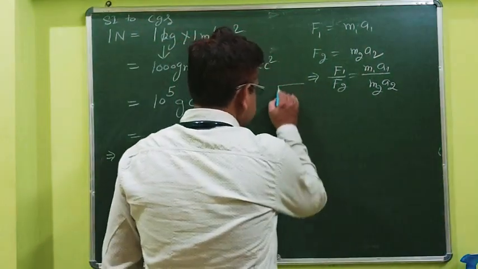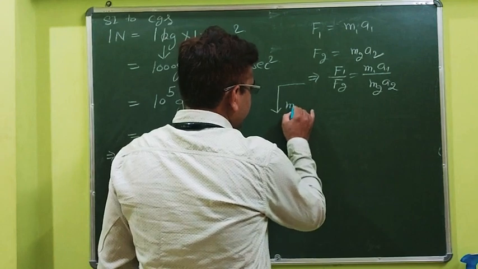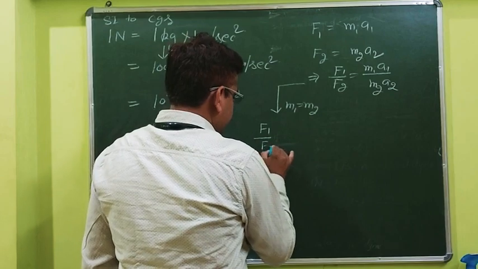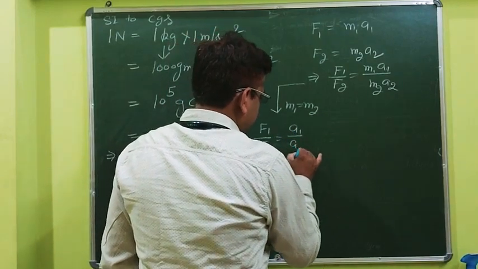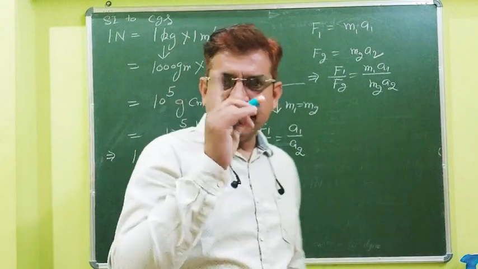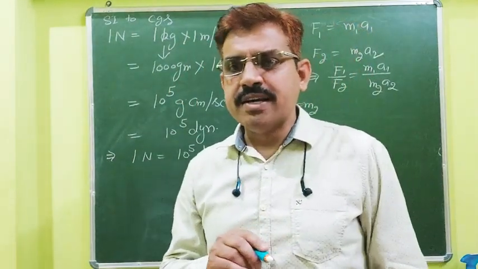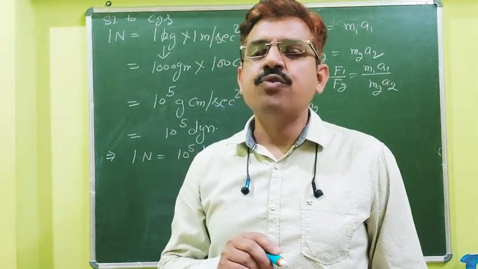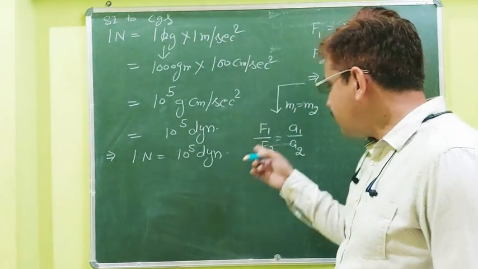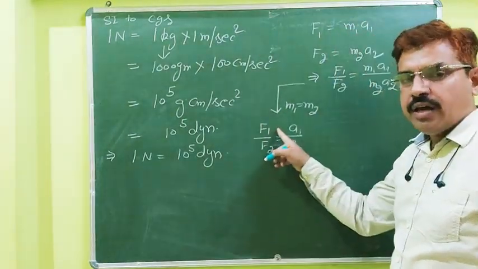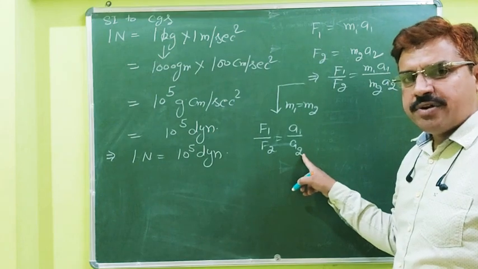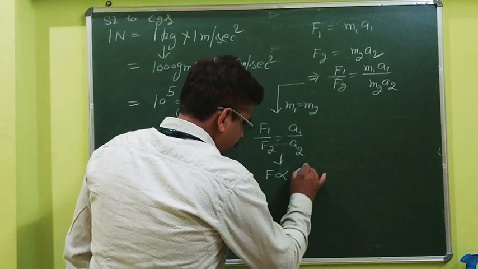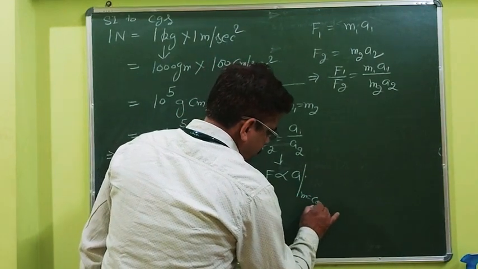So if we discuss the three cases, first, M1 is equal to M2. Therefore F1 over F2 is equal to A1 over A2. So what is the meaning of this? If the mass of the two objects remains the same, then a body whose acceleration is more, force will also be more. Why? Because they are directly proportional. So therefore F is directly proportional to acceleration, provided m is constant.